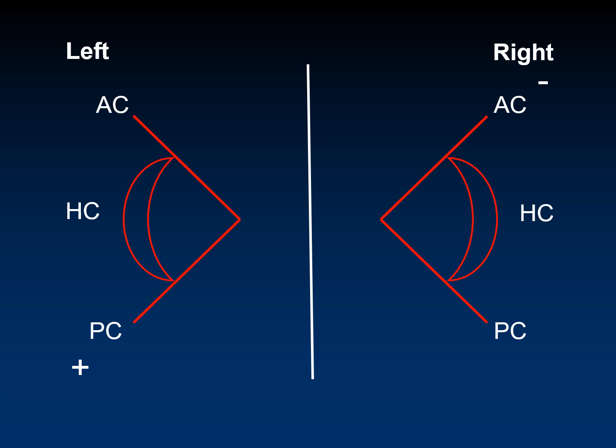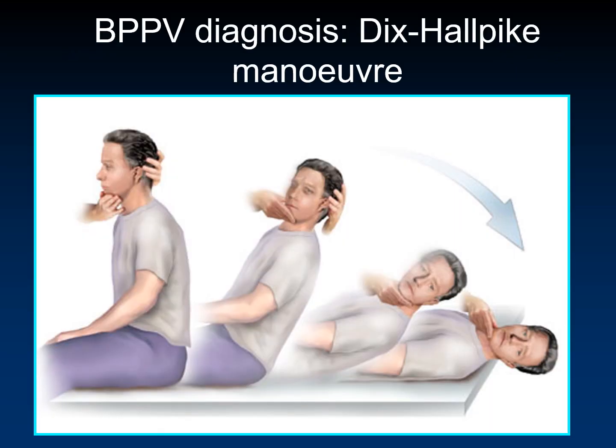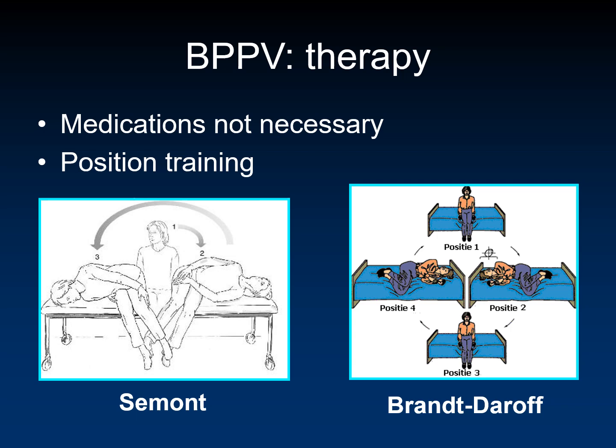The left and the right, and here we can see the position. BPPV diagnosis: Dix-Hallpike maneuver. We put the patient on a table and try to reposition his head in another direction. Medication if necessary. This is BPPV therapy. Positioning: change the position of the patient and train the patient to change his position.